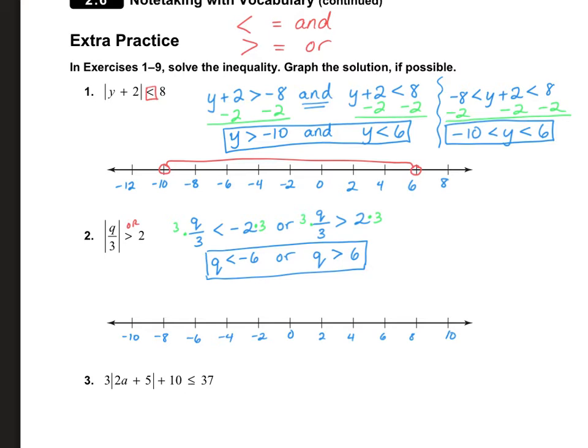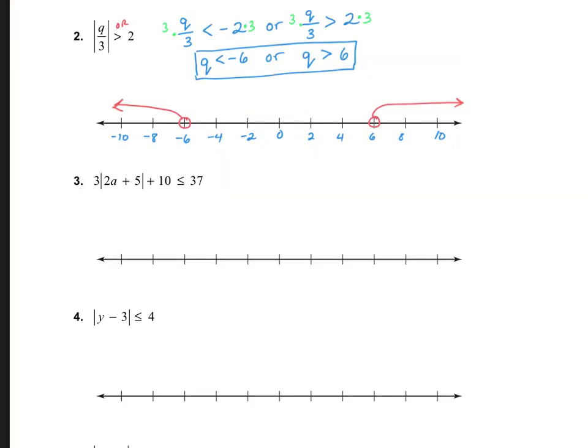So when I go to graph, I'm going to put open circles on both of those. This time it's an or, and so it's going to go from those numbers and out. So let's take a look at number 3. This time we have a very long inequality, and it's not simplified first.